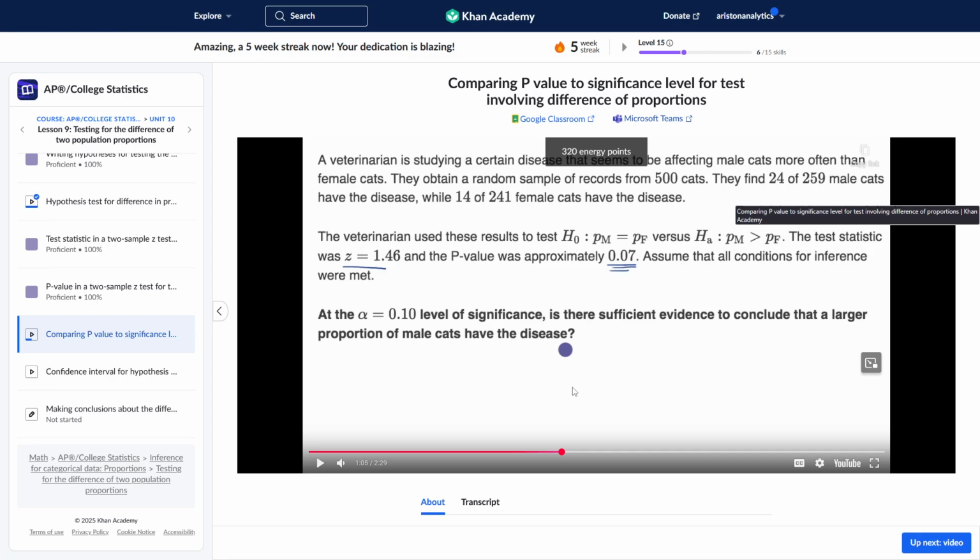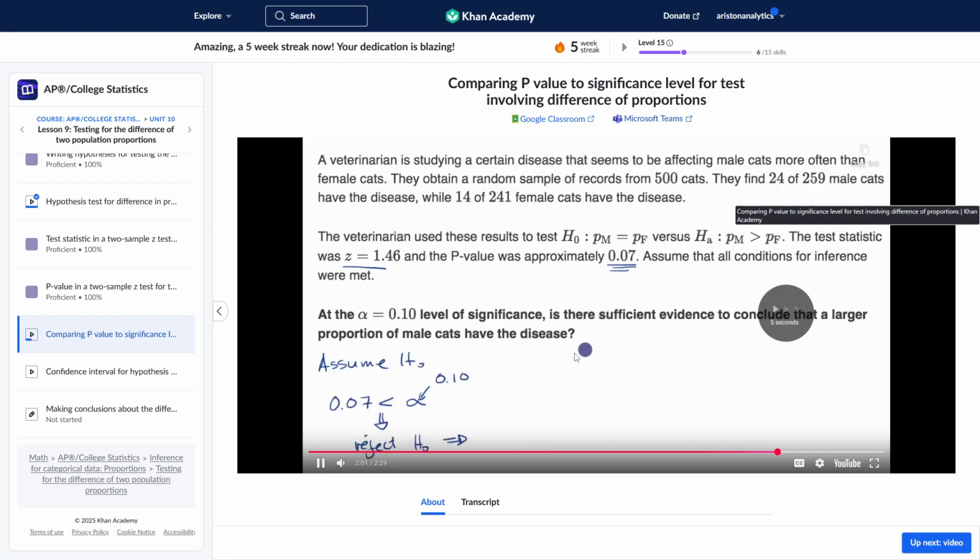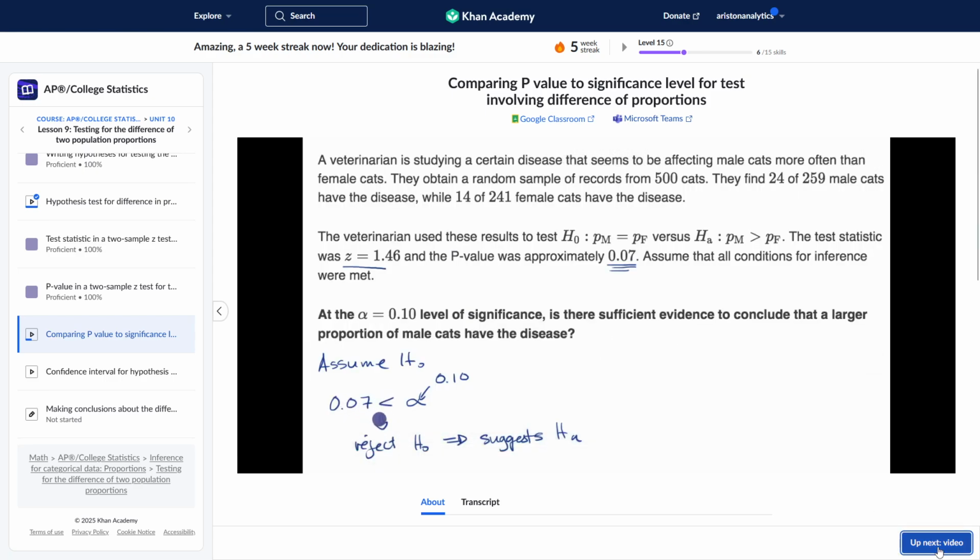Wait, this is a 2-minute video. Yeah, what am I doing? All right, so what is that? The choice you would pick might be something like, because our p-value is less.